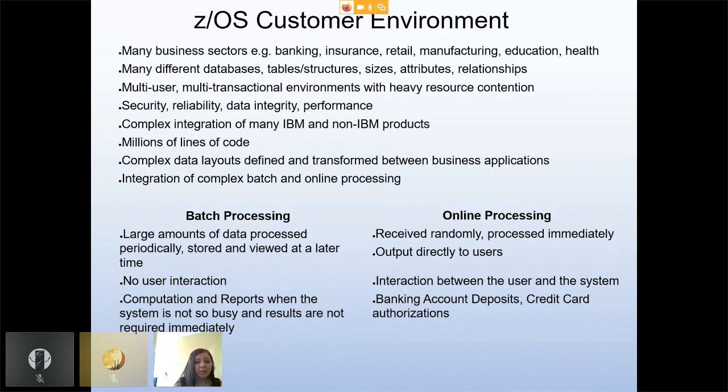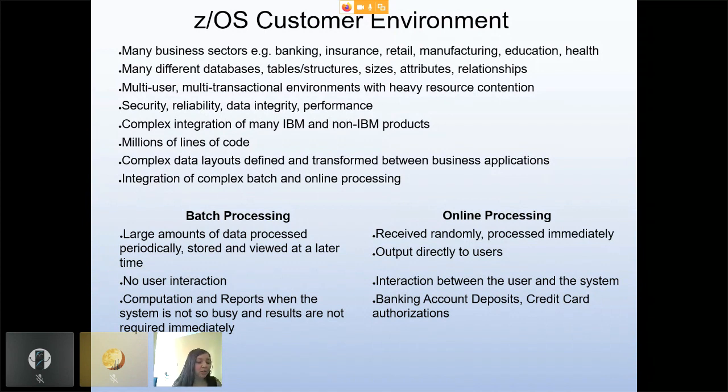In terms of online processing, the requests are received randomly, they're processed right away, and there is output that goes out directly to the users. And by users, I mean it could be a customer at an ATM, and it could be somebody buying a product in a store and authorization is required.